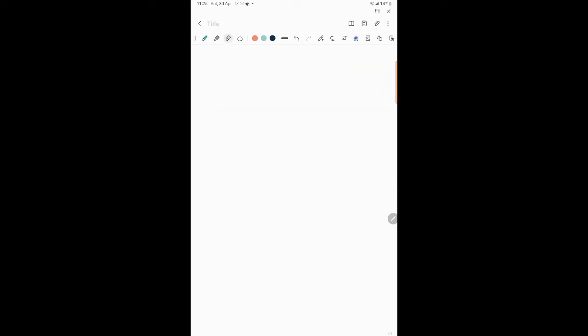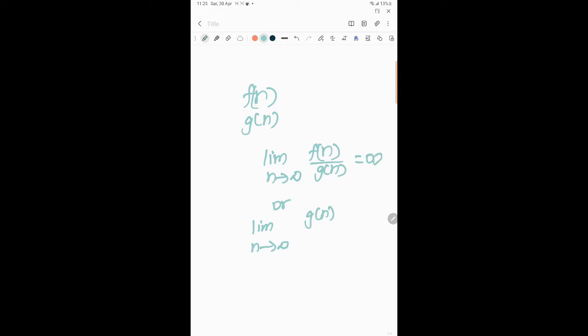So how do we say a function f of n is strictly increasing compared to g of n? We'll take a function f of n and a function g of n. We'll say f of n is increasing faster than g of n if the limit as n tends to infinity of g of n by f of n is equal to 0, or f of n by g of n tends to infinity.